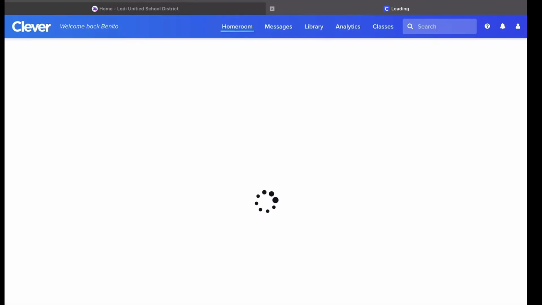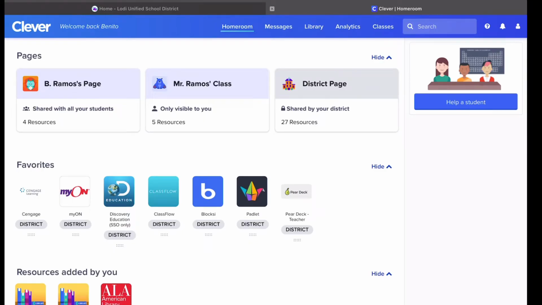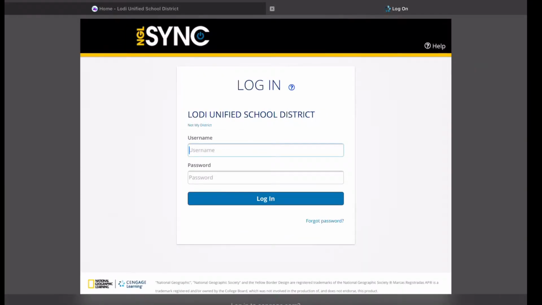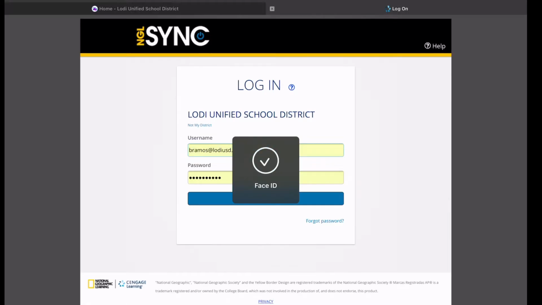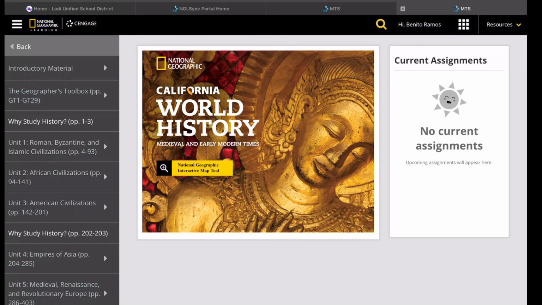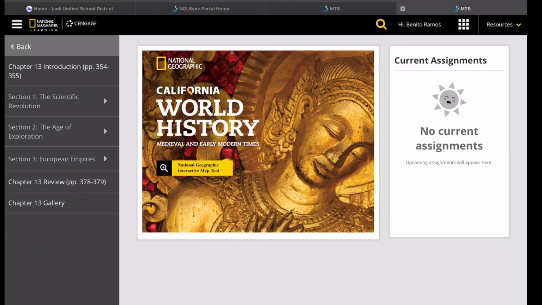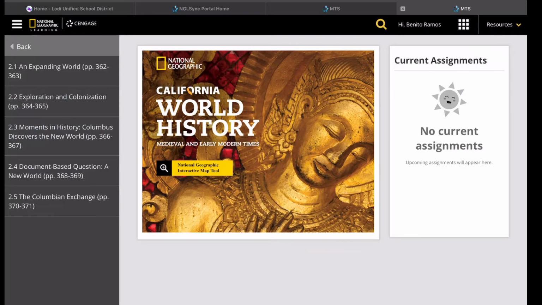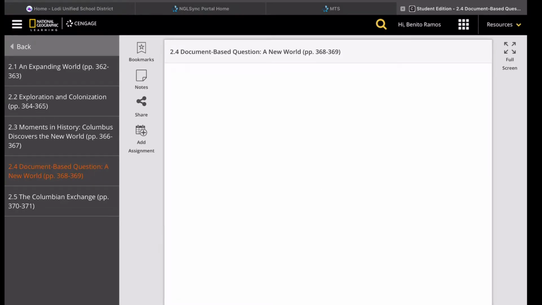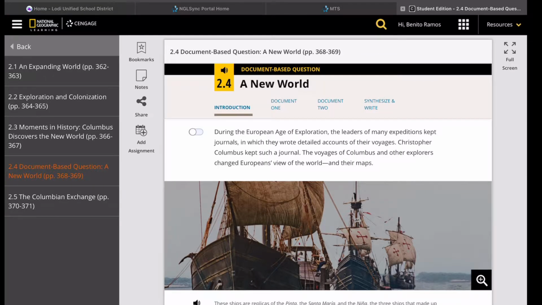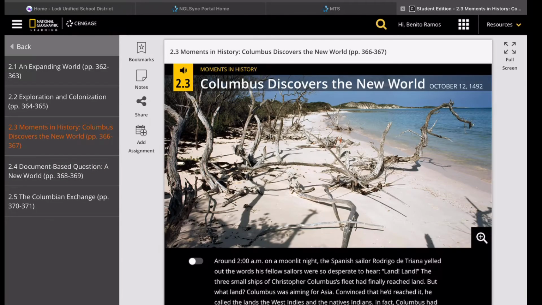Go ahead, have your books ready or log into the LODA-USD website and open Clever, and from Clever, Cengage Learning, and log in to your student account, which will lead you to the National Geographic World History book. And from the left side, you can navigate from Unit 5 to Chapter 13, and from Chapter 13 to Section 2, Lesson 4, which is on pages 368 to 369.